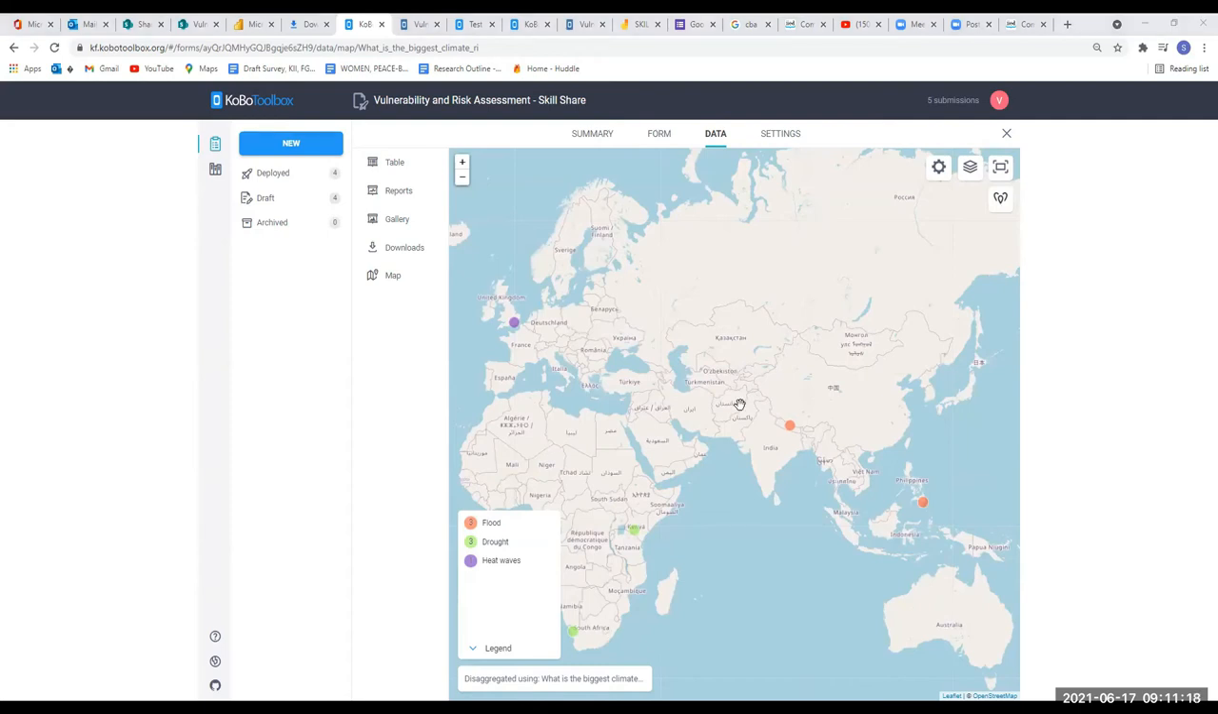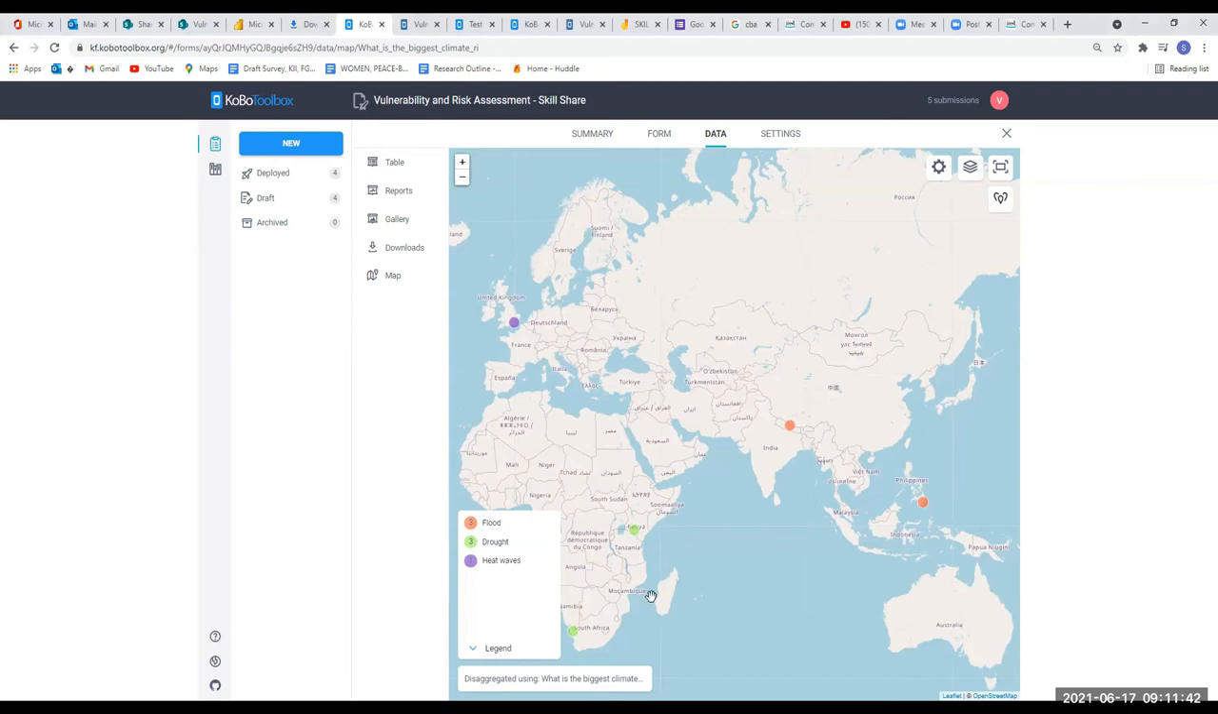So we're seeing here that the biggest climate risk that they have identified, we have here flood, drought, heat waves. So three have responded that flood is the biggest climate risk. Another three responded that it is drought. One responded heat wave.